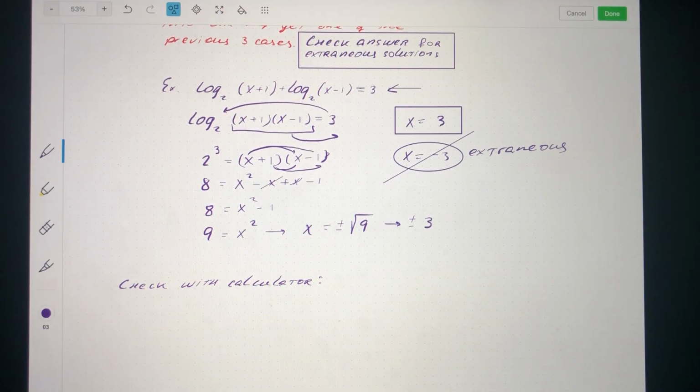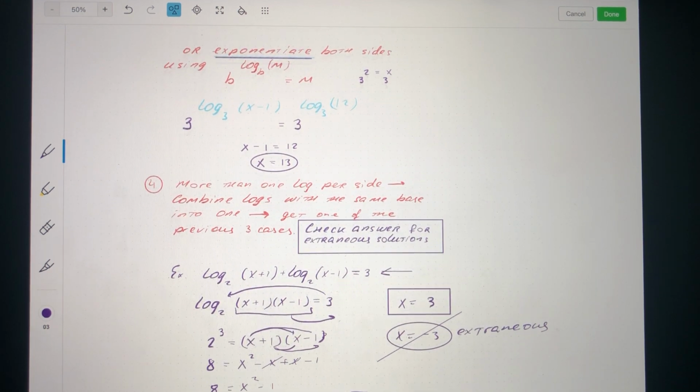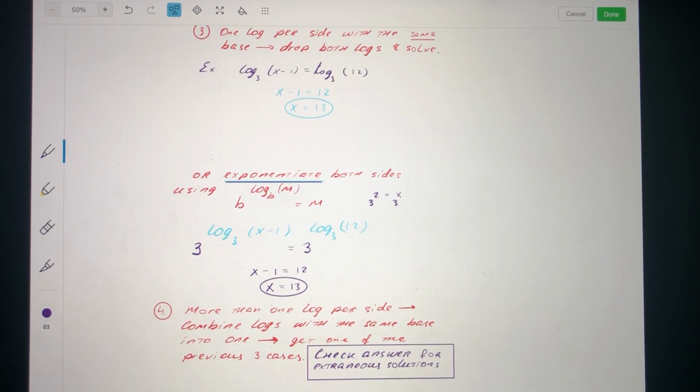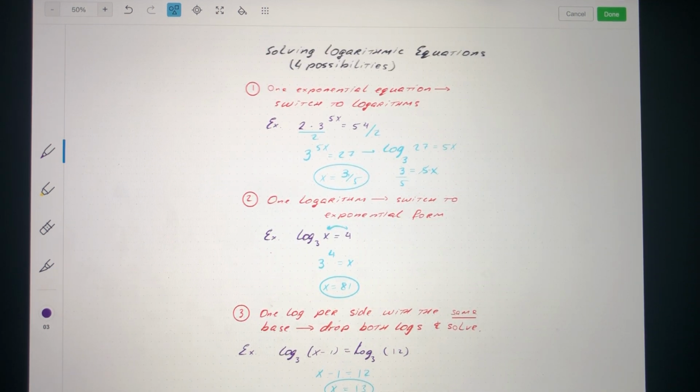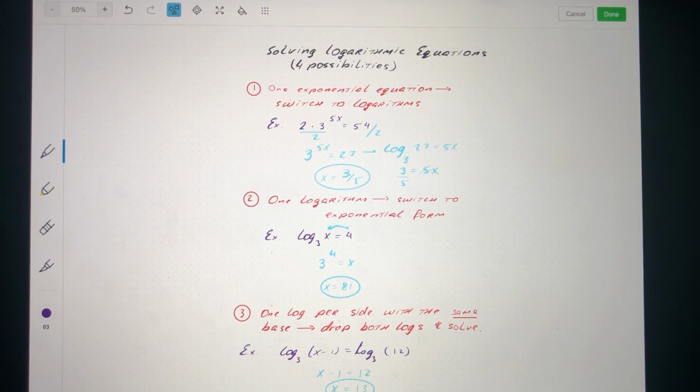And that's how we can check our work with the calculator. And these are the 4 steps, the 4 possibilities that we might run into when we solve an equation using logarithms. And that's it for this video.